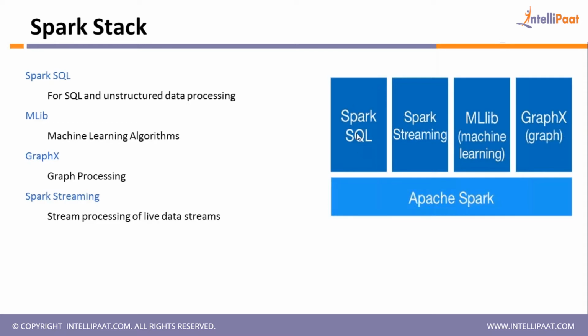First is Spark SQL. Spark SQL is Spark's component to work with structured data, right? It supports many sources of data, including Hive tables, NoSQL databases like Cassandra, and different data formats like Parquet and JSON. So Spark SQL is basically meant for processing structured data. The second one is Spark streaming.